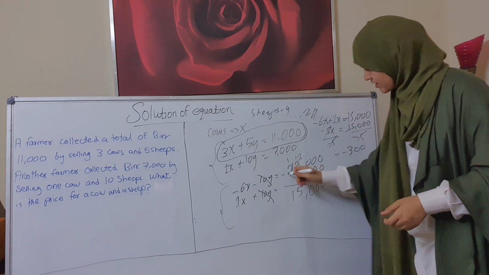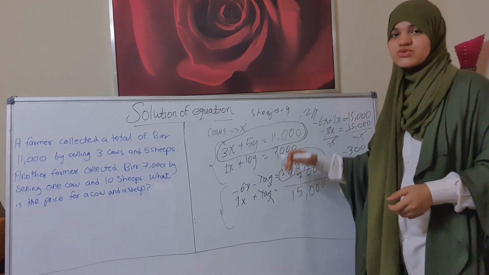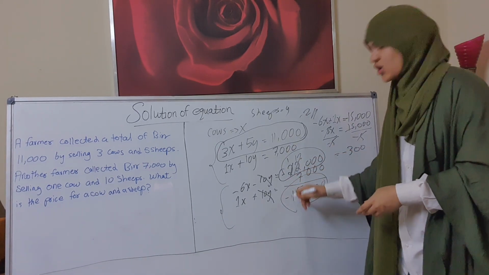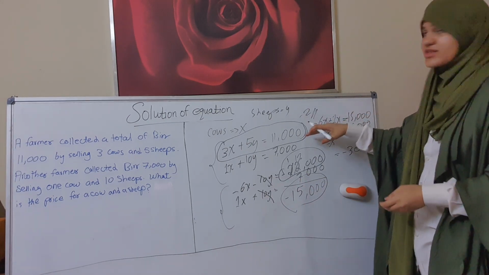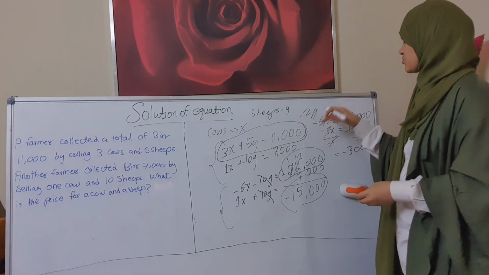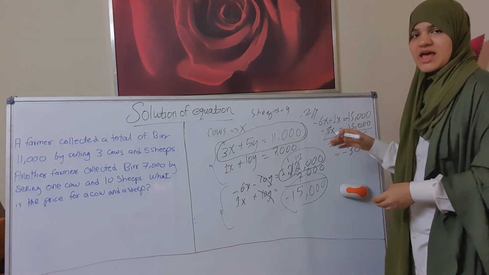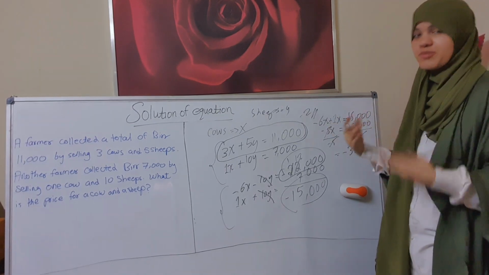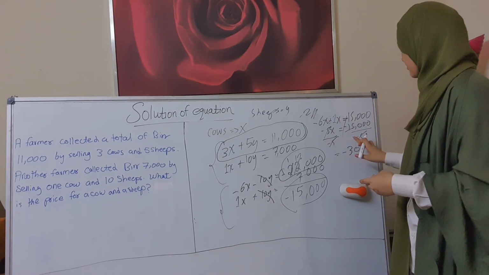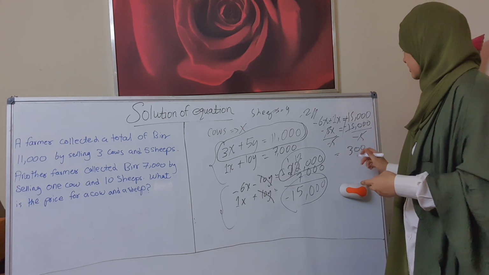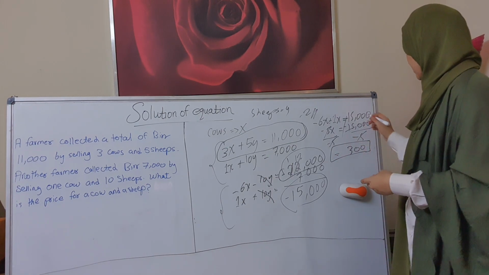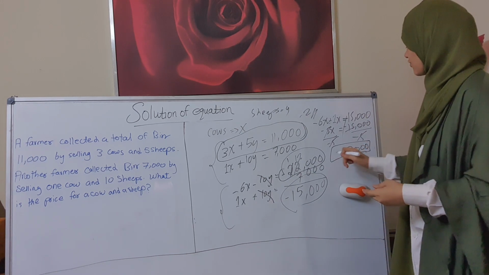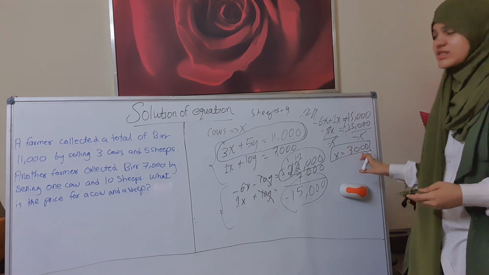Why? Because we already have negative 22,000, and for the bigger number, here also it will be negative 15,000. We have negative 15,000 and we already have negative 5x. So when we divide by negative 5 on both sides, and we already have a negative with 15,000, we cancel negative by negative and it will be a positive. So here it will be 3,000 only. That means the value of x is equal to 3,000.